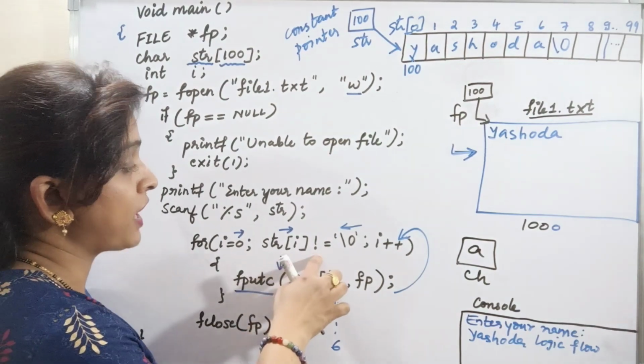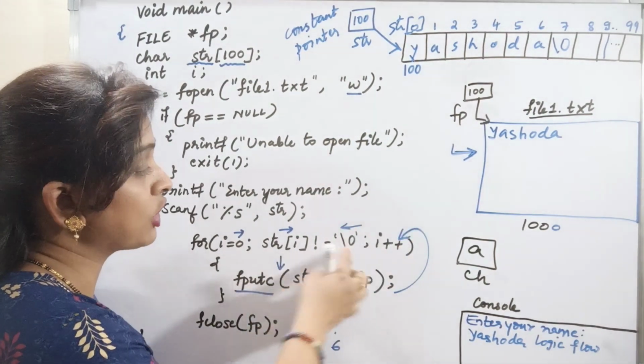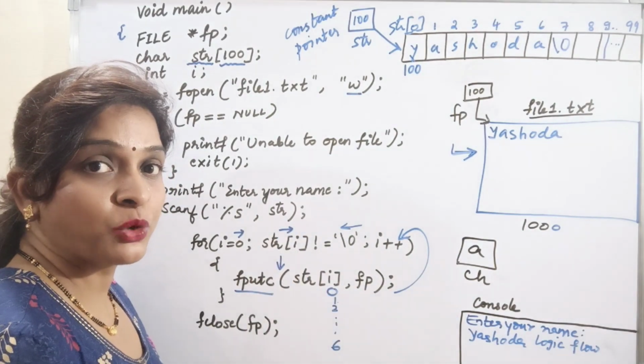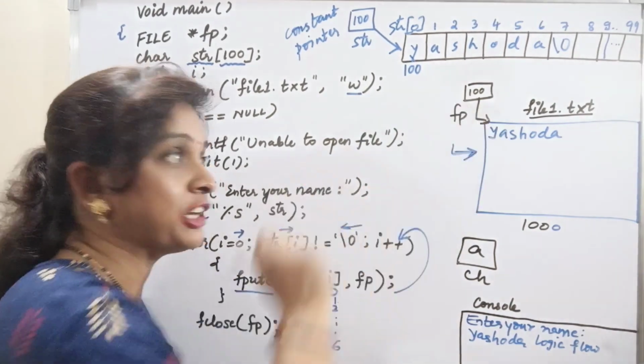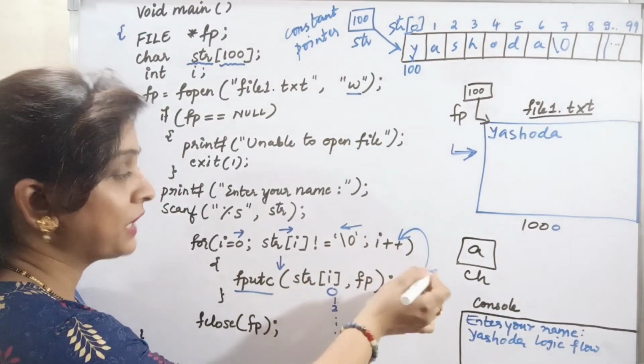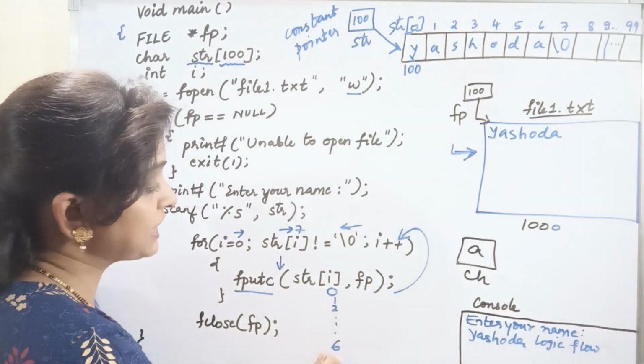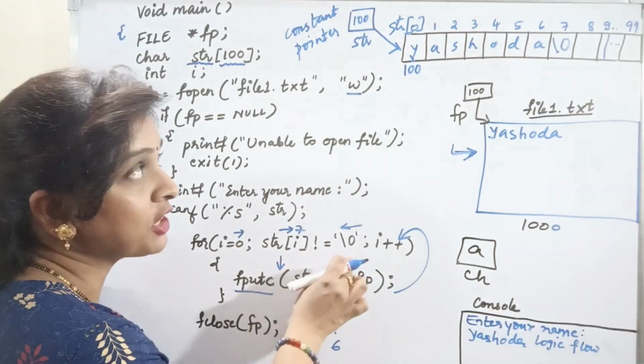Then str of I goes to str of 7, not equal to null? It is equal to null. Then it is going to stop writing the character into the file. The loop gets terminated. Str of 7, 0 to 6 I will print. Str of 7 not equal to null?